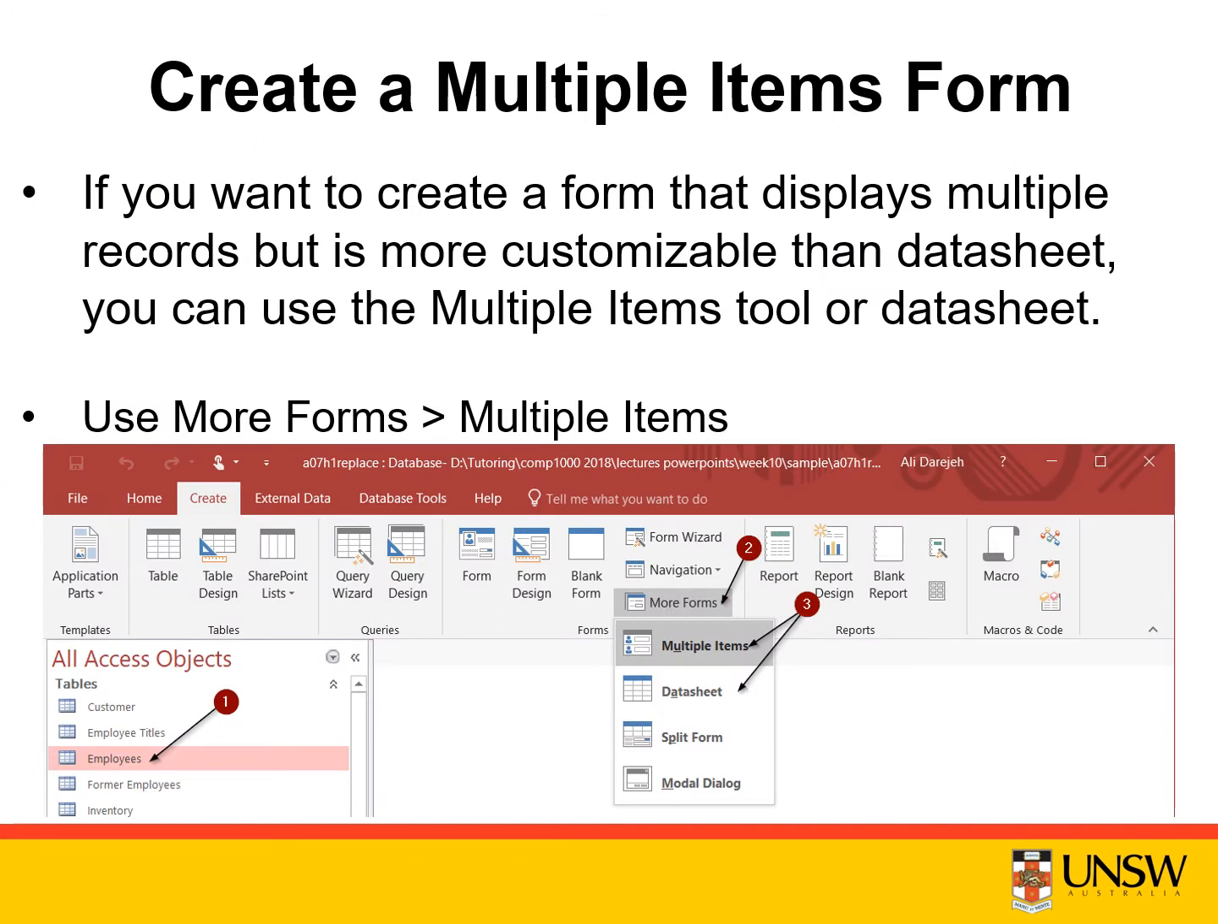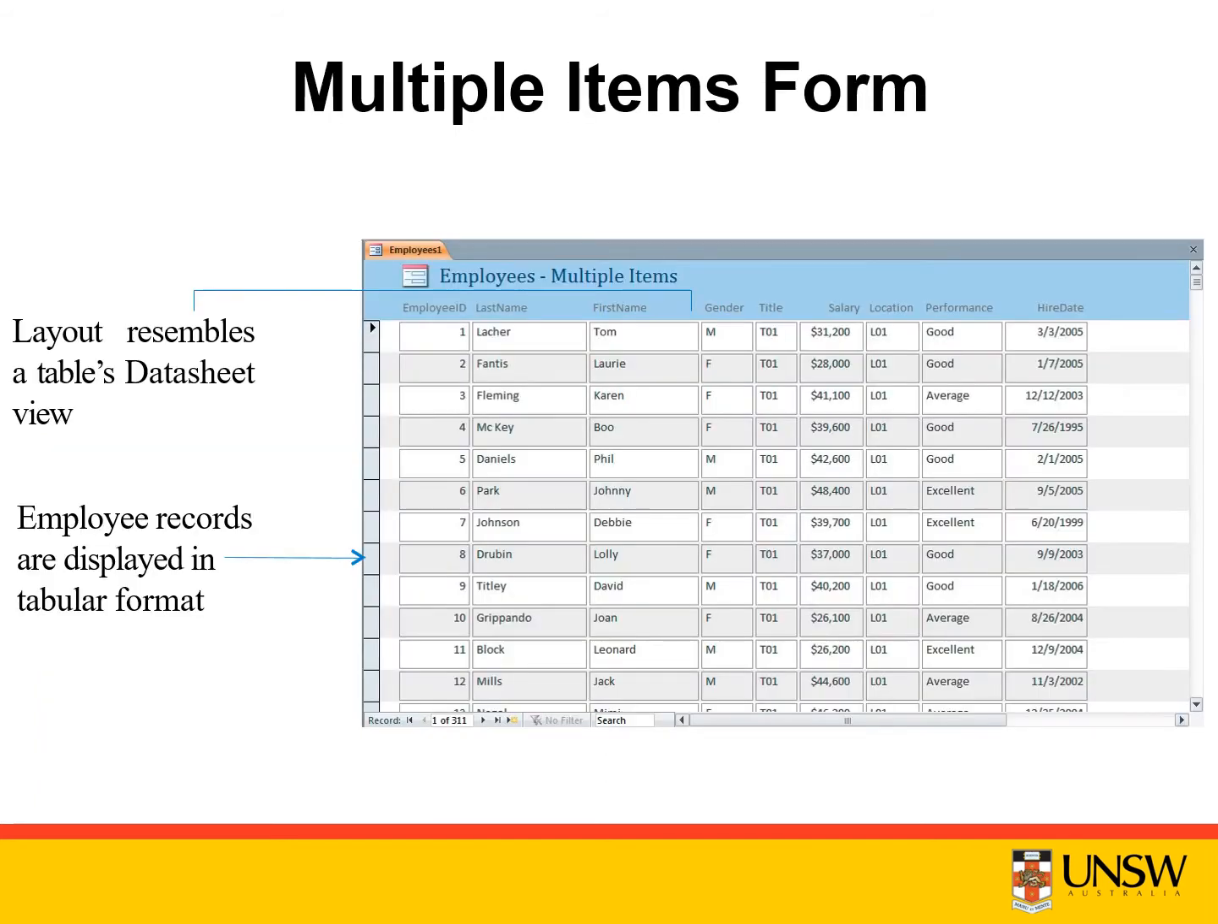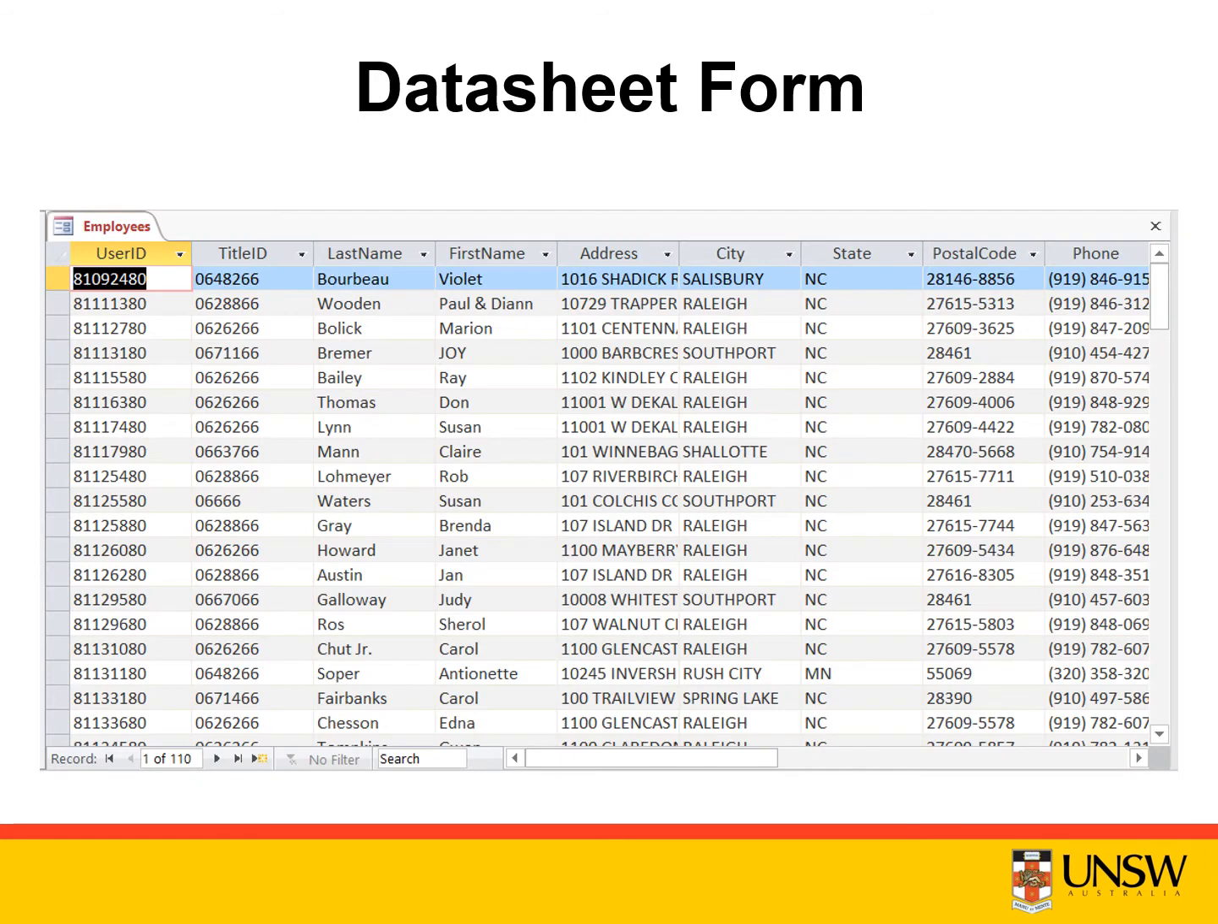The other types of form are called datasheet and multiple items. They create something like the table view, but we still can use some of the form features and customize them. This slide shows an example of multiple items form. As you can see, the only difference between this view and the table view is the appearance of the cells, such as color and their height. The next type of form is datasheet form, which is 100% the same as the table view.